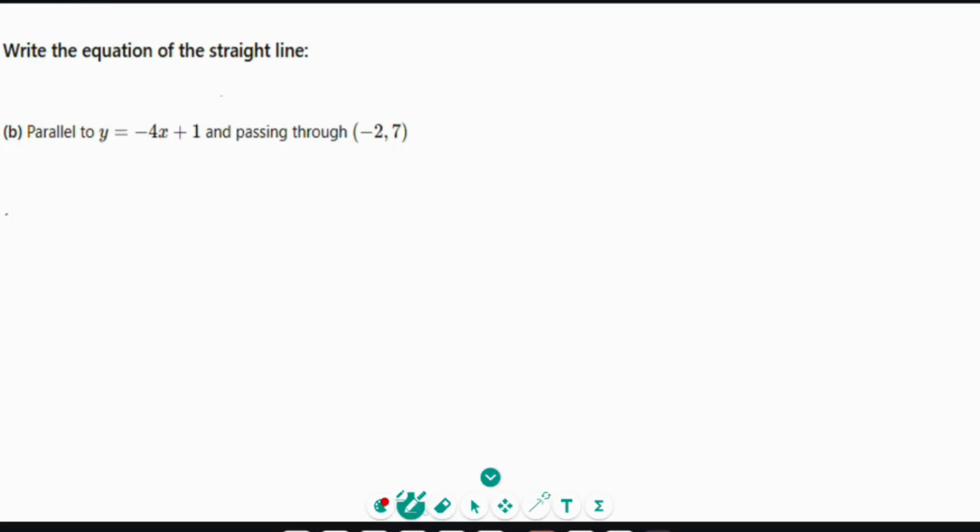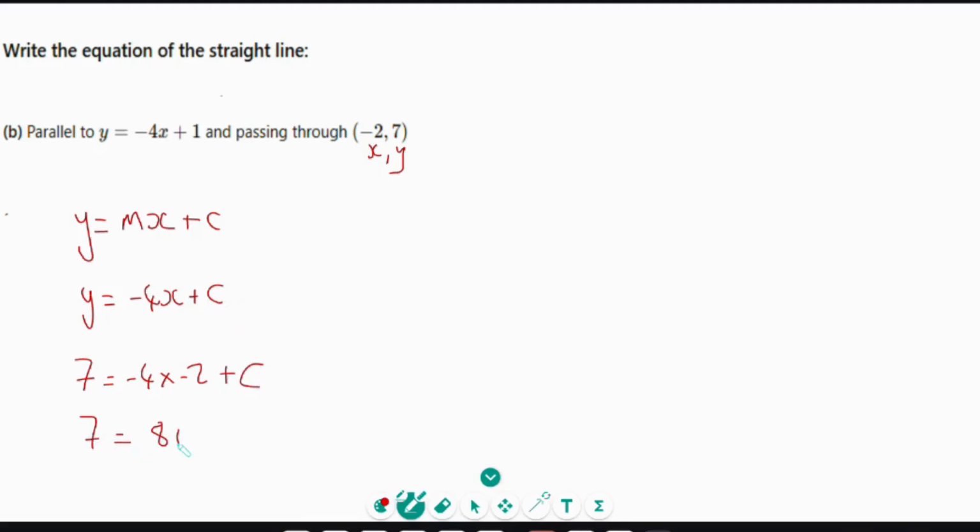B. Parallel, so our m is -4. X coordinate, Y coordinate. This is meant to be a c here. Take 8 off both sides. So we have y equals -4x minus 1.